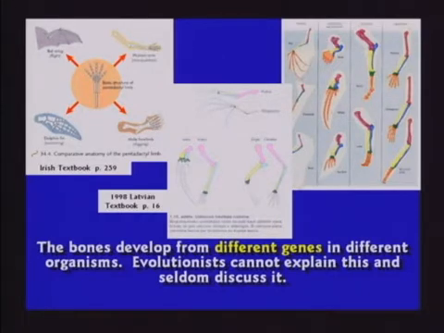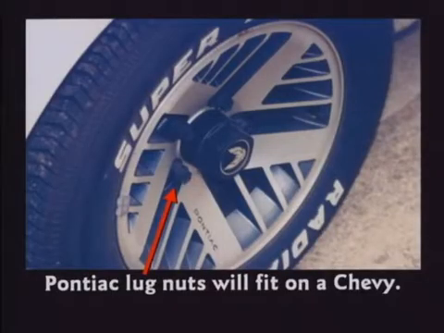By the way, those bones develop from different genes on the chromosomes of these different animals. They're not homologous. Similar design might prove the same designer made them. Did you know the lug nuts from a Pontiac will fit on a Chevy? You can go outside and try it. It'll work. That proves they both evolved from a Honda 14 million years ago.